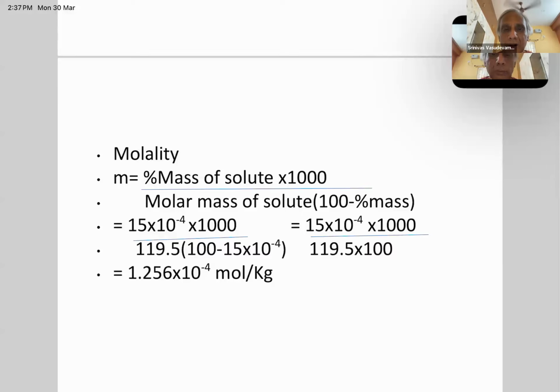Whenever you do the numerical, write the formula clearly, show the substitution clearly, and write the answer with its unit. Unit also carries marks.